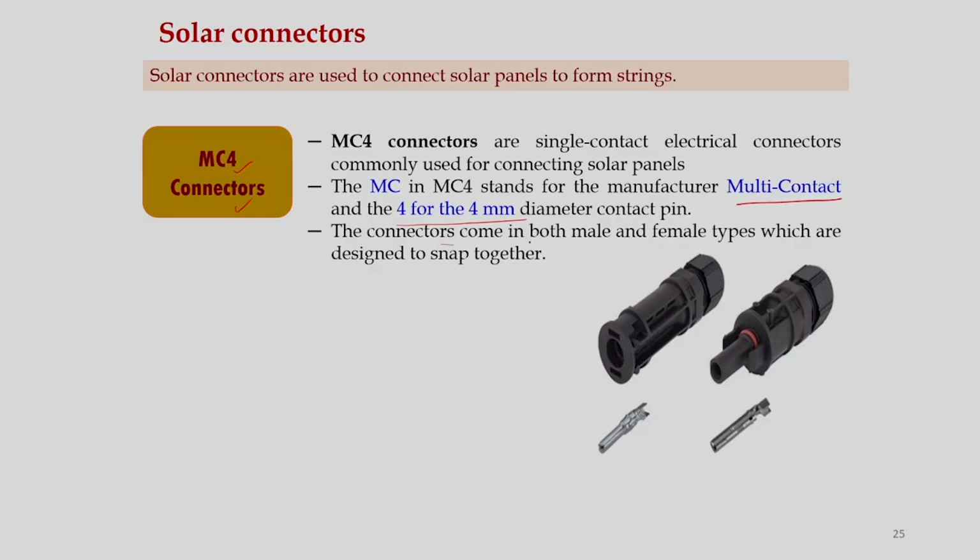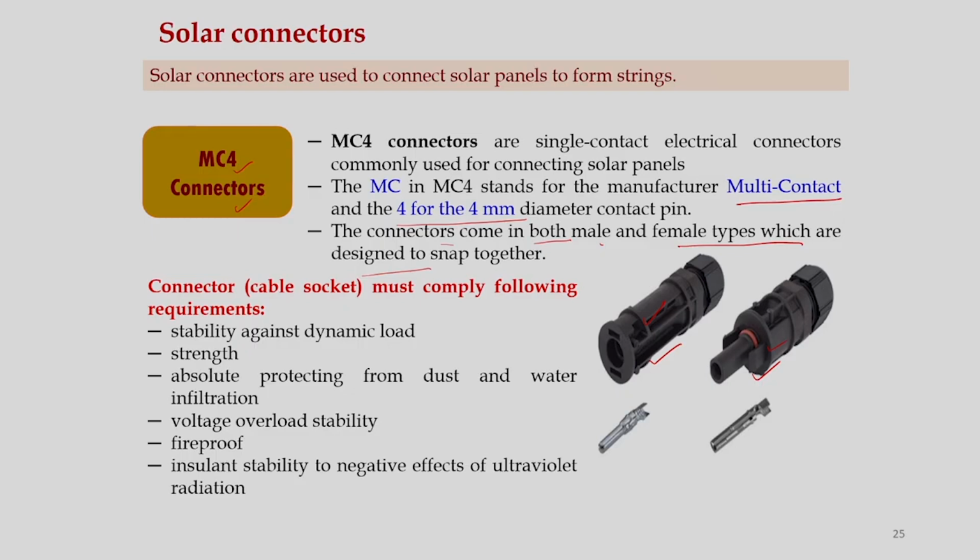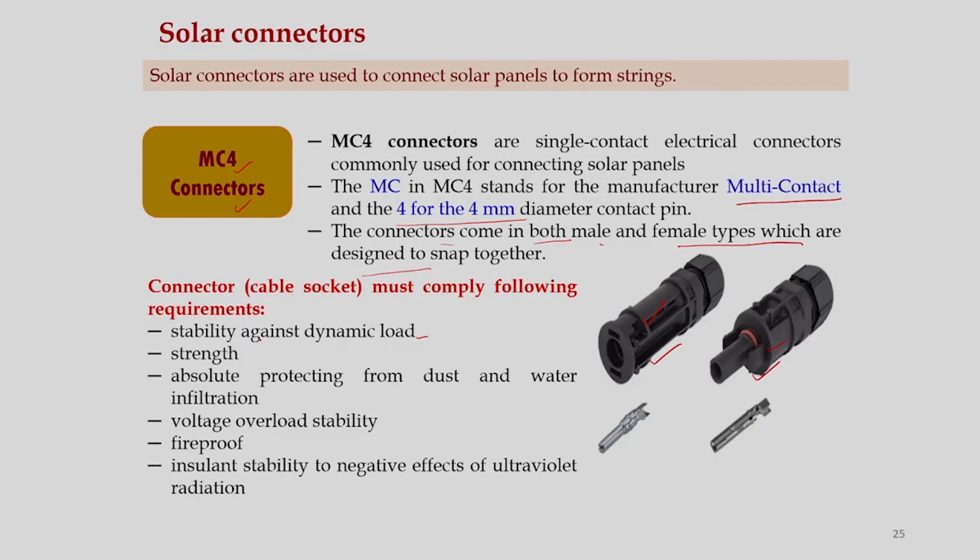These connectors come in both male and female types, which are designed to snap together. It looks something like this: the female component and the male component. These are classified like this, and these connectors must comply with the following requirements. What are those requirements? Stability against dynamic load, because with respect to irradiance and temperature the load will vary, so it has to be stable against the dynamic load.